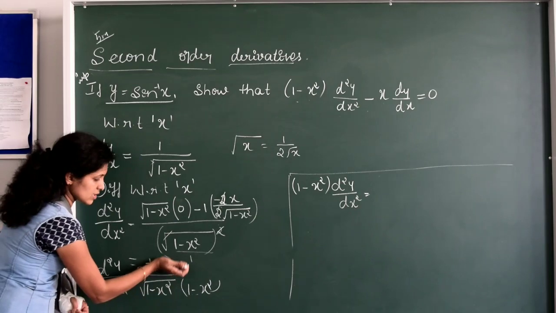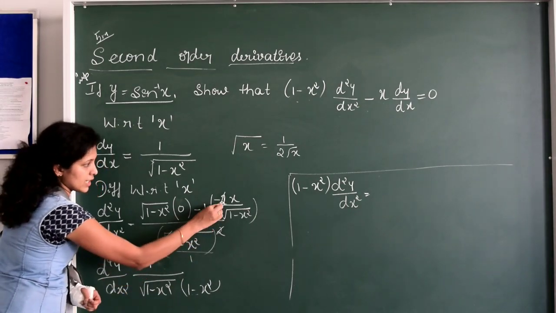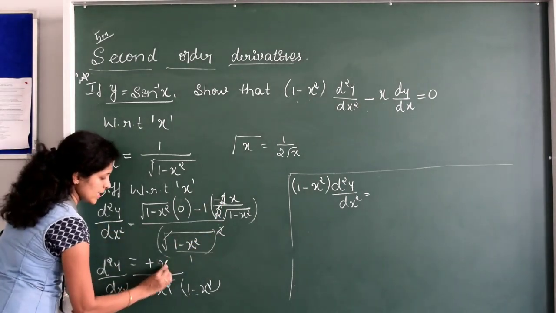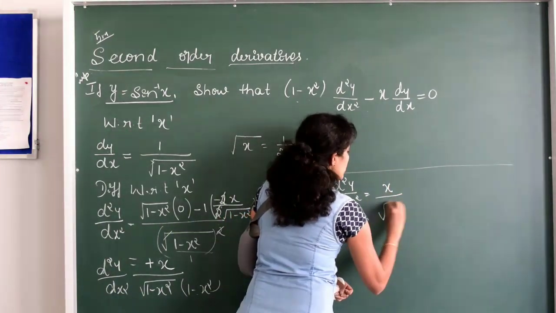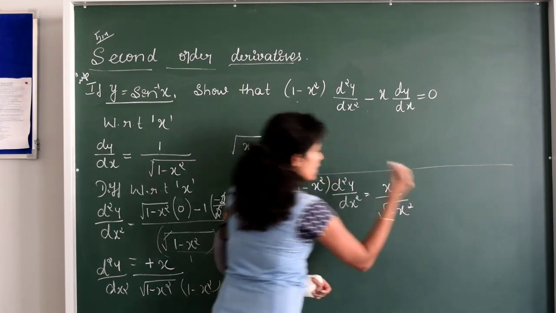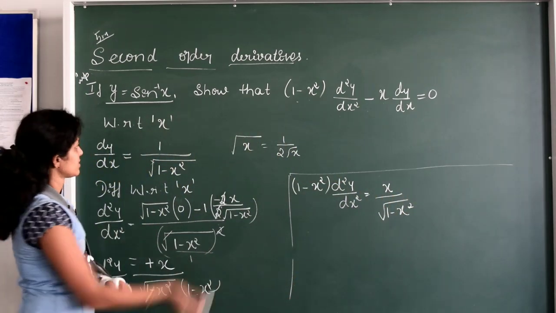2 and 2 got cancelled. So this should be equal to x. Is it clear? Here 2 and 2 is cancelled. So this will be x. So this is equal to x divided by root of 1 minus x square. Now can you say what is 1 by root of 1 minus x square?